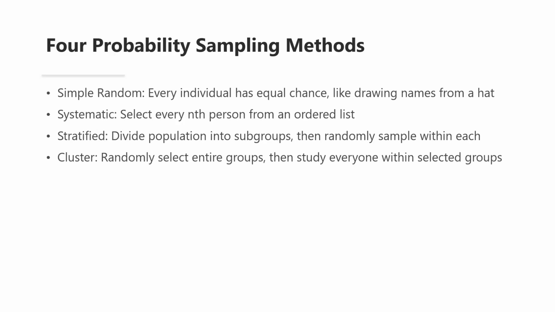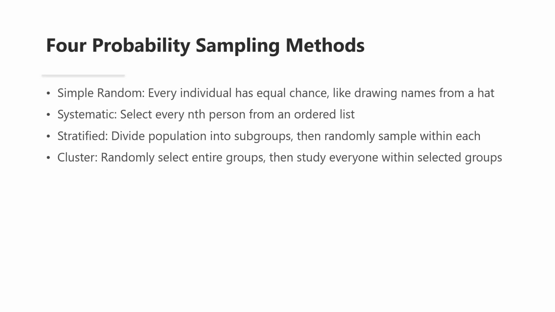Now let us walk through the 4 probability sampling methods you need to know for the exam. I want you to really focus on what makes each one unique because the exam loves to test whether you can tell them apart. Simple random sampling gives every member of the population an equal chance of being selected. This is the purest form of probability sampling.